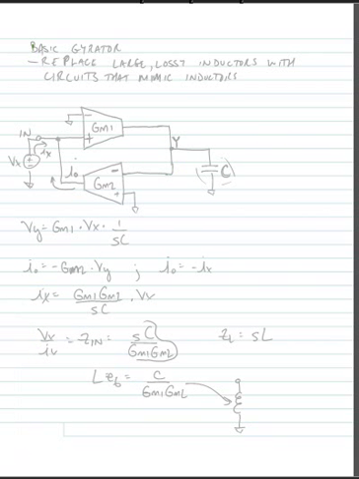Today we're going to look at basic gyrator circuits. And the reason that we want to use a gyrator is that the inductors that we looked at when we fabricate them in CMOS are quite big and lossy. So what we're going to do is replace large, lossy inductors with circuits that mimic inductors.